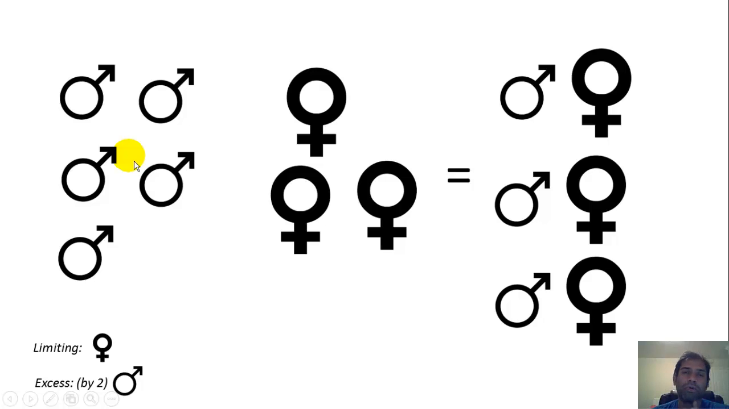So a couple of important points here. Number one, a limiting reactant is a reactant. We established that reactants go to products in a chemical equation. The limiting reactant will always be a reactant. It will be to the left side of the arrow. It will never be a product.